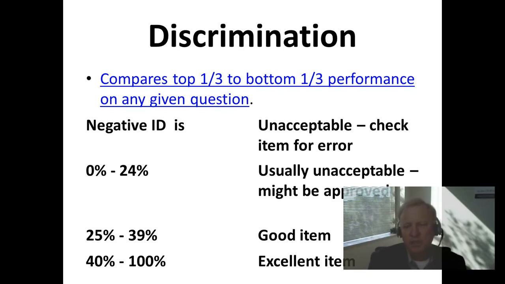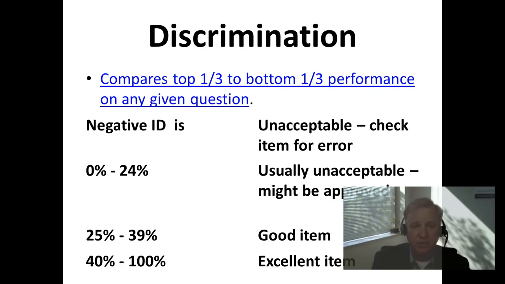So discrimination is desirable. Okay? You want to be able to separate students in terms of high, medium, and low achievers. So if there's 0 to 24%, usually unacceptable, and you could improve on that. 0 discrimination means everybody got it right. You don't want many of those questions.